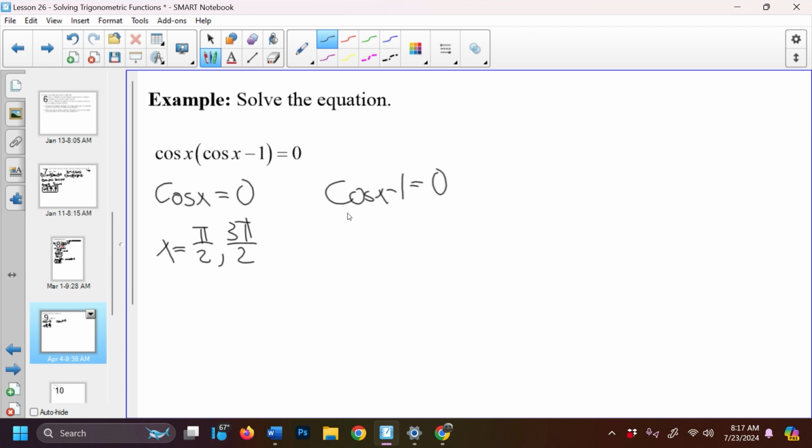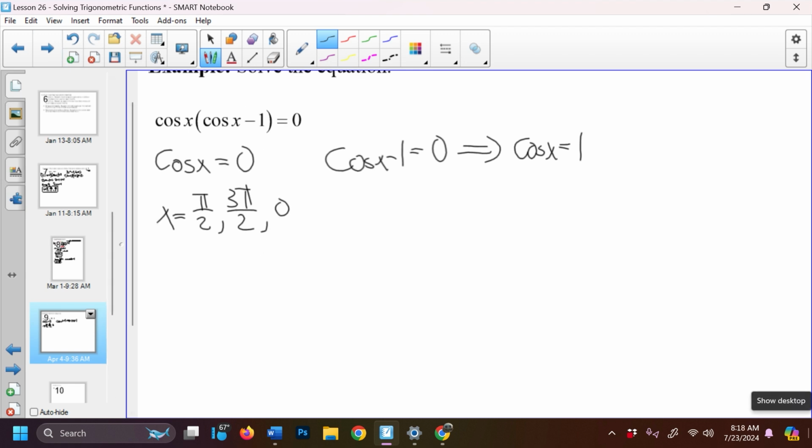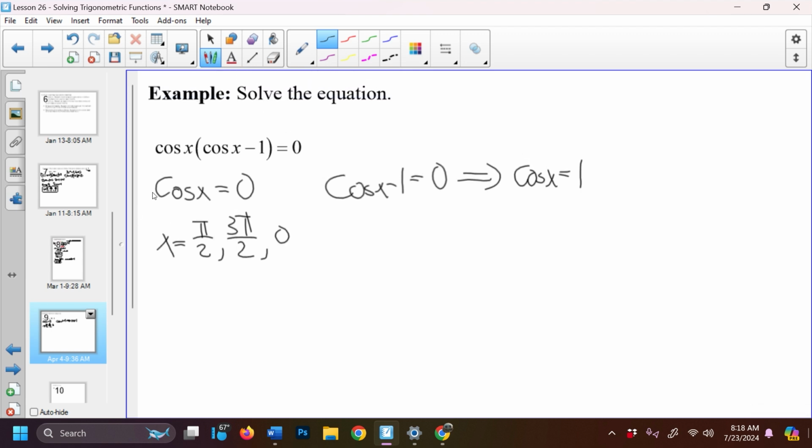Now I need to know from my other solutions where the cosine of x, if I add 1 to both sides, that'll give me the cosine of x is equal to 1. Now the cosine of x is equal to 1 only at 0. So these are the only solutions on the unit circle from 0 to 2 pi.